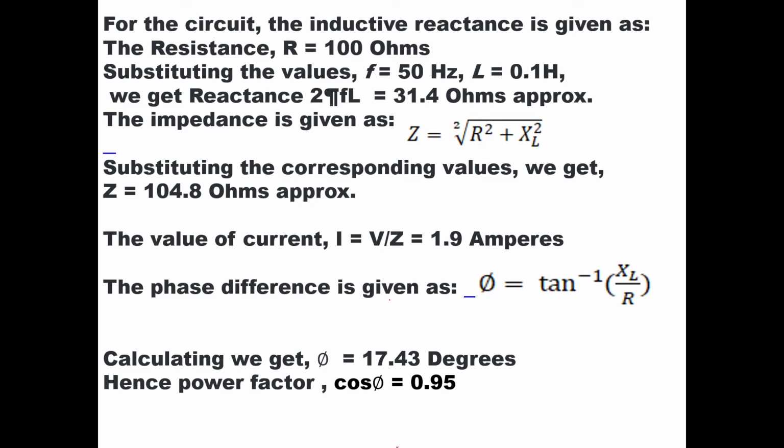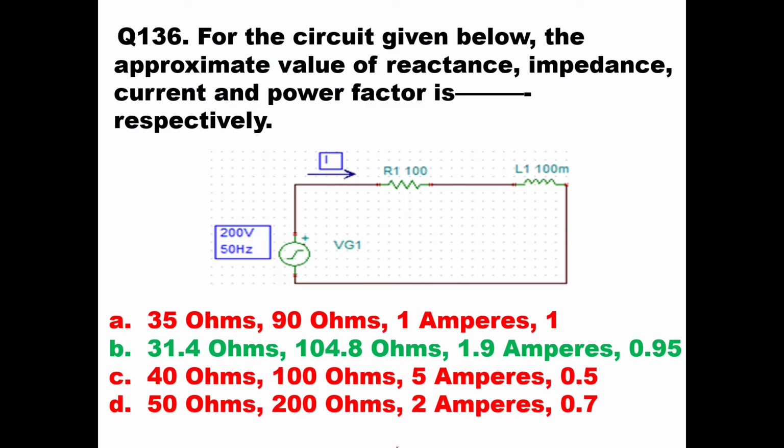And then the value of current I is equal to voltage upon impedance. If you substitute those values, you will get 1.9 amperes. The phase difference is given as theta is equal to tan inverse XL upon R. If you substitute XL and R, you will get phi or theta as 17.43 degrees. And cos phi or cos theta, which is the power factor, is 0.95. Option B has 31.4 ohms, 104.8 ohms, 1.9 amperes, and 0.95. So option B will be the right answer here.